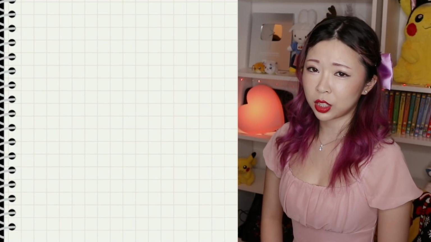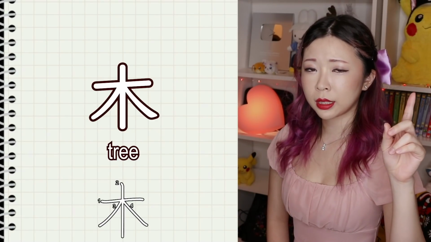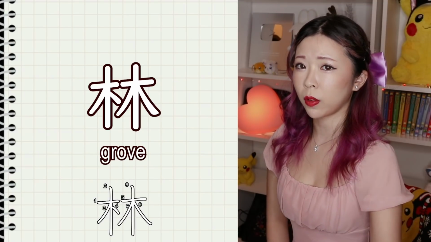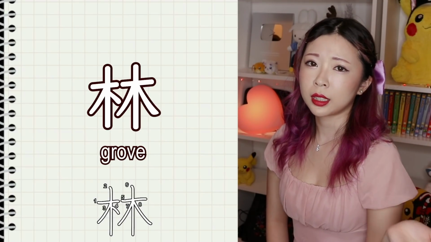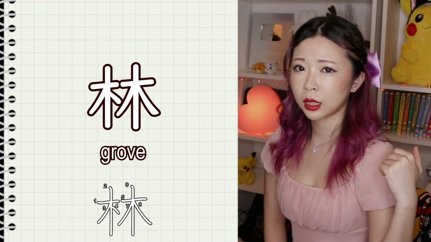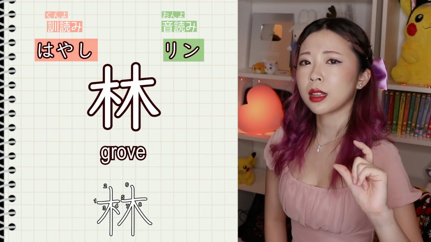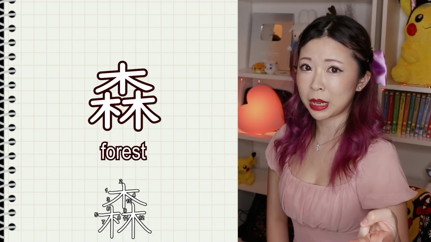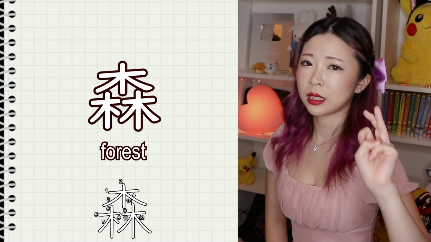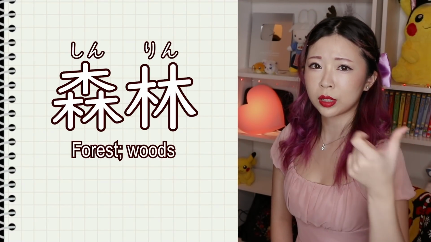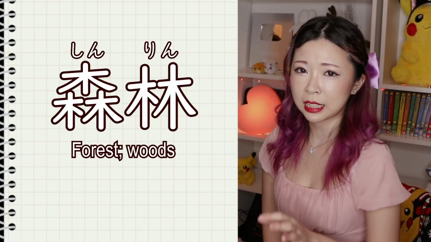All right, so let's review the kanji we have today. The first one, this means tree. The kunyomi is ki. The onyomi is moku. The next one, this means grove or man-made forest. And the kunyomi is hayashi. The onyomi is rin. The third kanji was the forest, the big forest. The kunyomi is mori. The onyomi is shin. If you say forest, grove, you get the word shinrin, right?